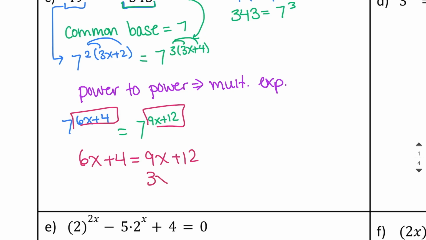Subtract the 6x and get 3x on this side. Subtract the 12, get negative 8 on this side. So x is negative 8/3. Okay?